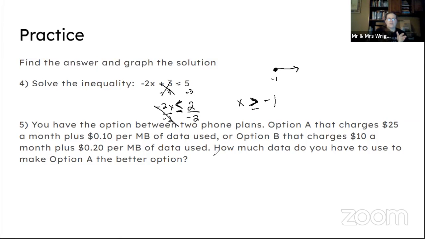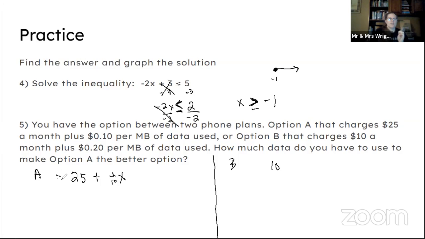All right, so if I know I've got 2 things, I'm going to draw a line right down the middle. Option A here, Option B here. Option A charges $25 a month plus 10 cents per megabyte of data used. So 1/10, that's 10 cents, 1/10 x. Or option B charges $10.